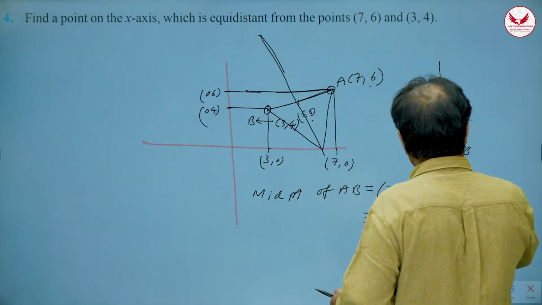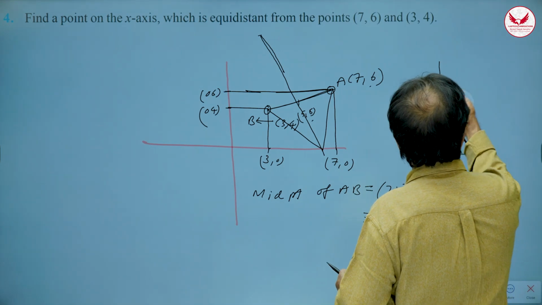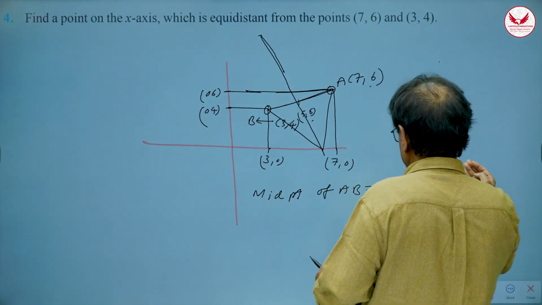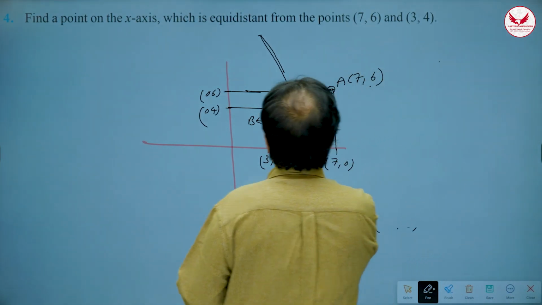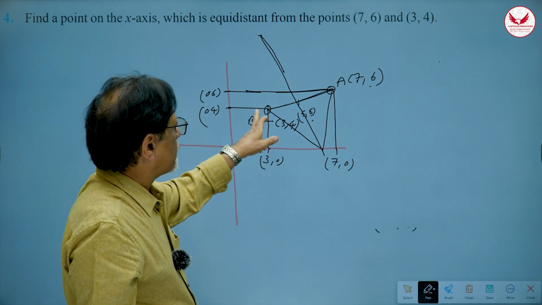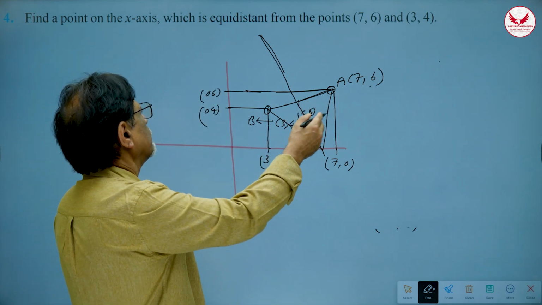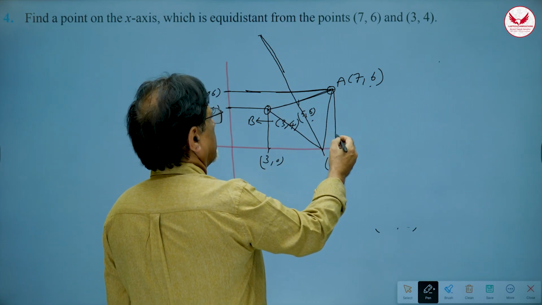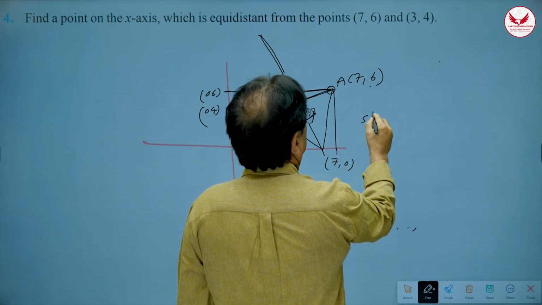Now I will erase this because it is not required. Okay. So this is the midpoint of AB we already found out. So we want a point which is equidistant from these two. Okay. So how can it be done? Very simple. We know the slope of AB, correct?